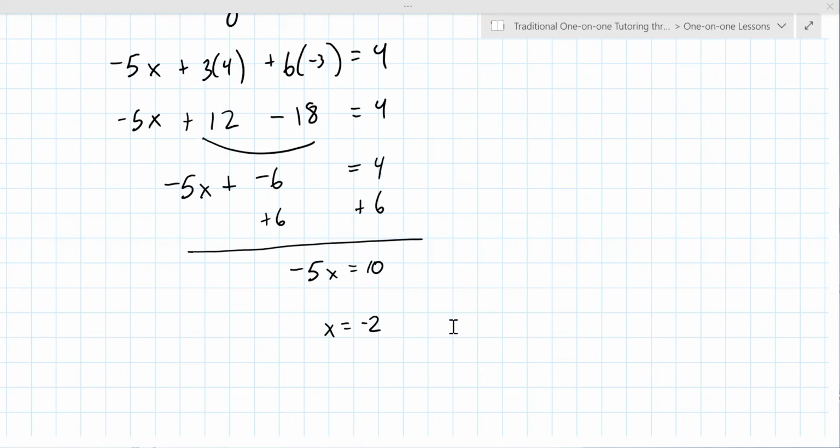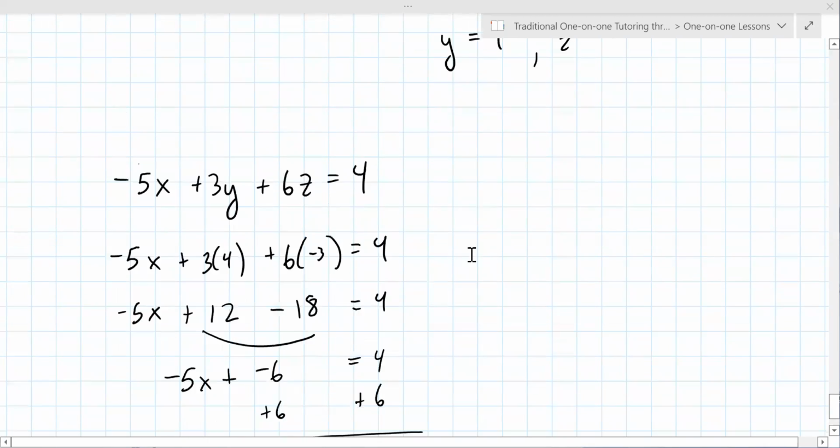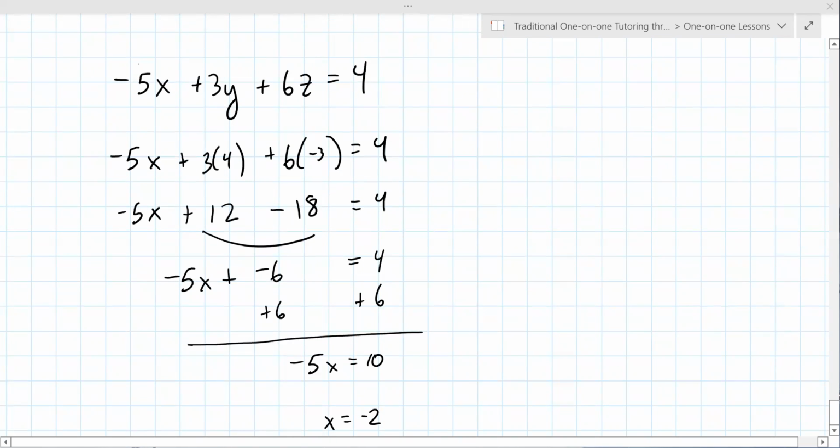All right, so there's your answer. You got x is minus 2, y is 4, and z is minus 3. Now, believe it or not, that problem took us 12 minutes to do. You know, I made a mistake, so that cost us 2 minutes, we'll say.